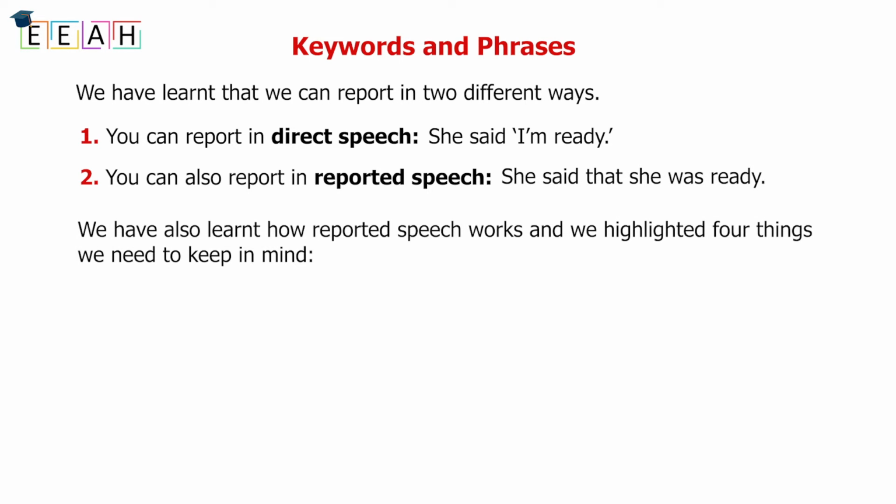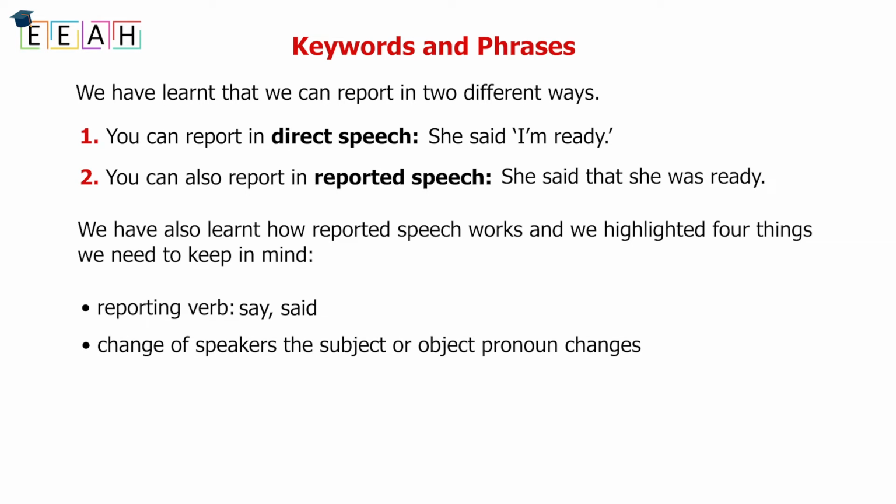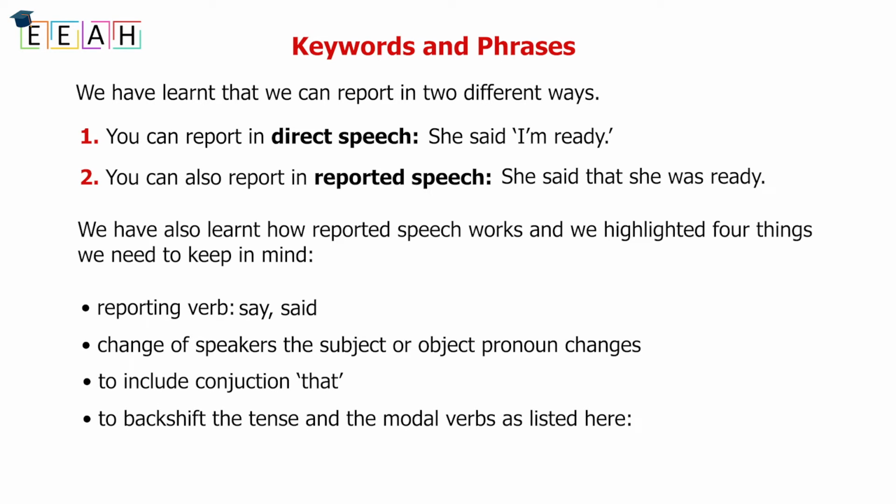We have also learned how reported speech works, and we highlighted 4 things we need to keep in mind. Number 1, reporting verb. Say, said. Number 2, change of speakers. The subject or the object pronoun changes. Number 3, to include the conjunction that. Number 4, to backshift the tense and change the modal verbs as listed here.